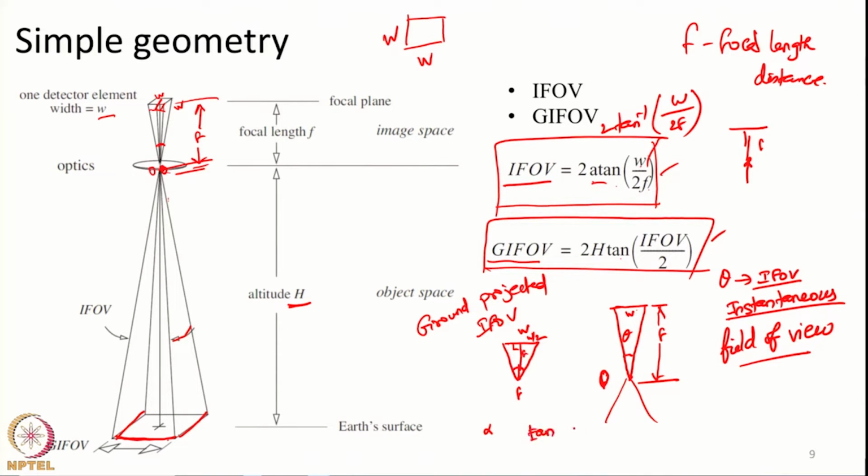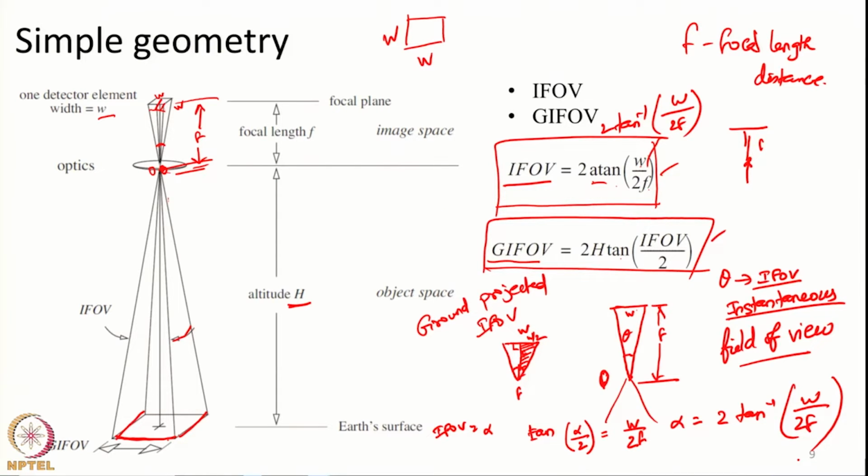So, tan of alpha by 2, I am taking one particular triangle, where half of alpha is taken. So, tan of alpha by 2 is equal to the opposite side W by 2 divided by the adjacent side F. I am interested in getting alpha, IFOV, which I have labeled as alpha. So, alpha is equal to 2 tan inverse of W by 2F. Extremely simple geometry. Similar geometry you can build for determining GIFOV, 2H tan of IFOV by 2, you will get the same thing.